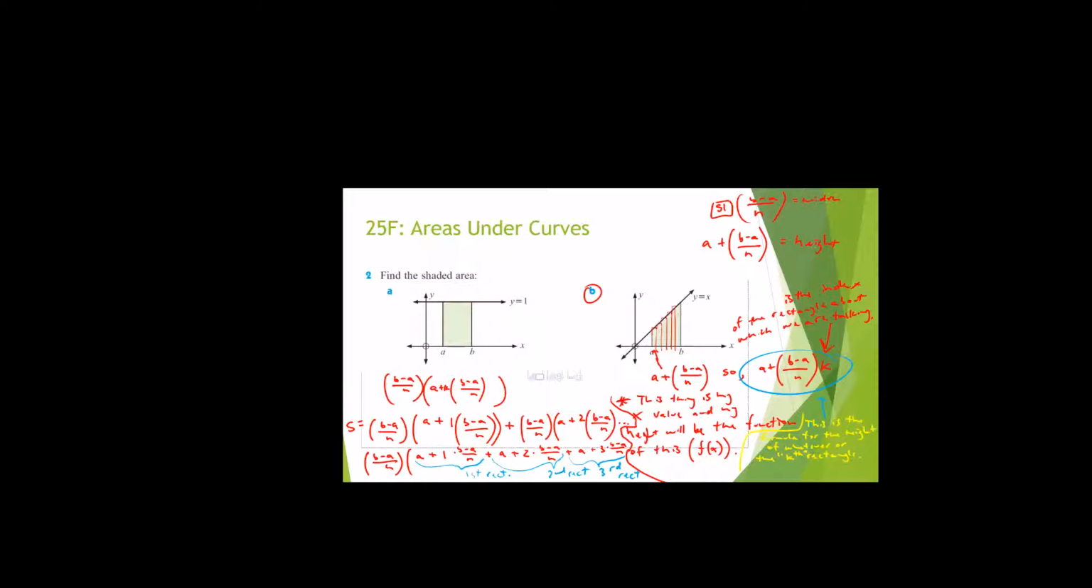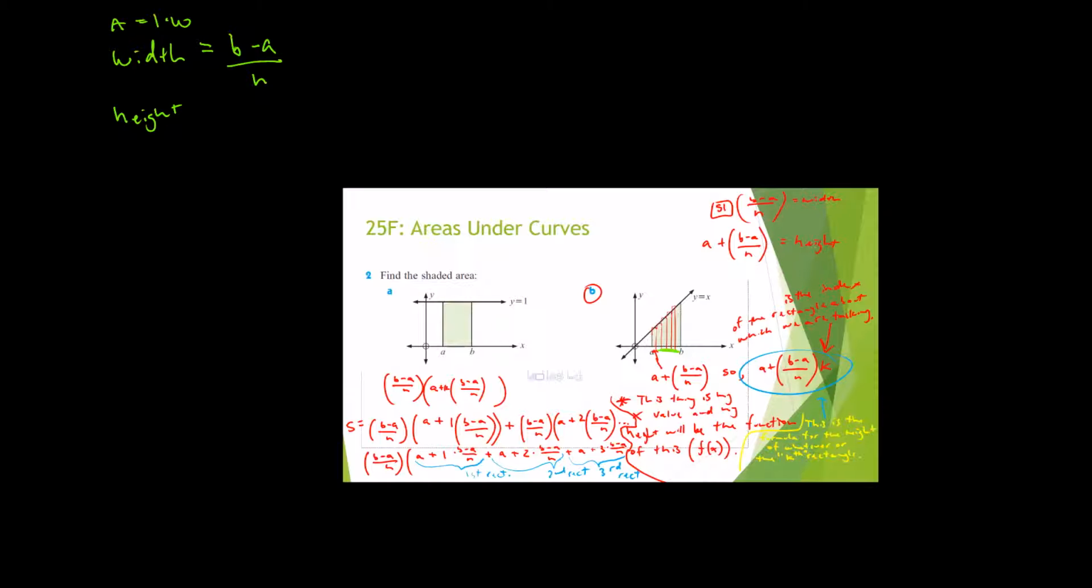Since area equals length times width, for the width we're going to take b and subtract a, which will give us this distance. And then we're going to split that n ways. We don't know how many ways yet, so we're just going to leave it at n. And we want to find the height.